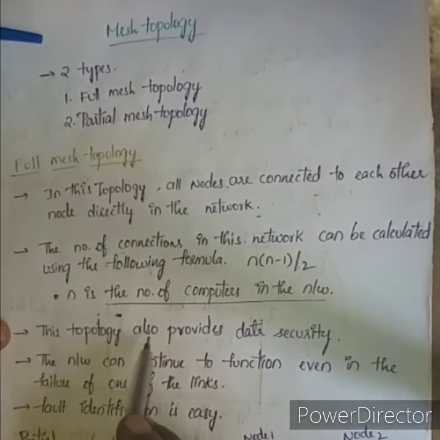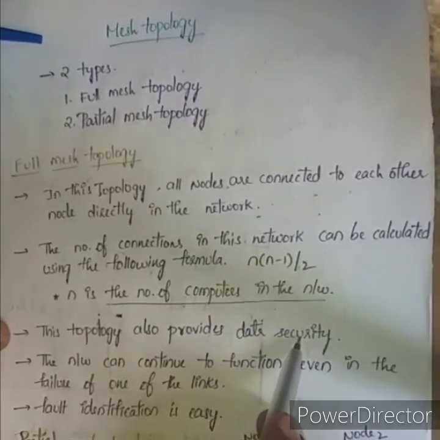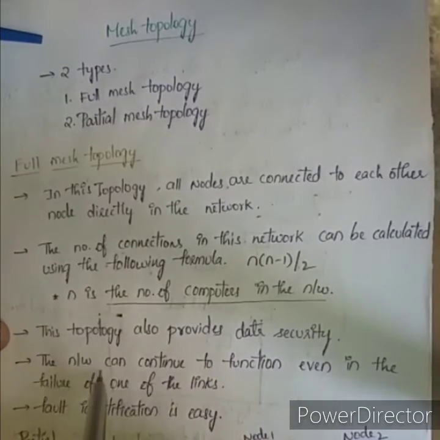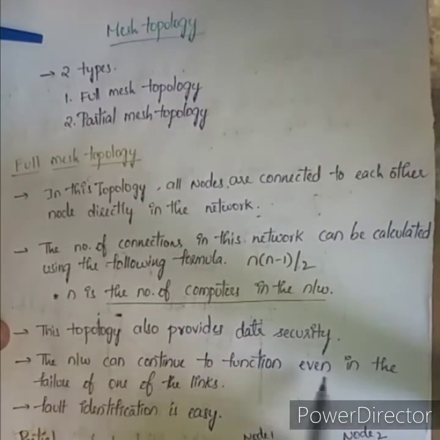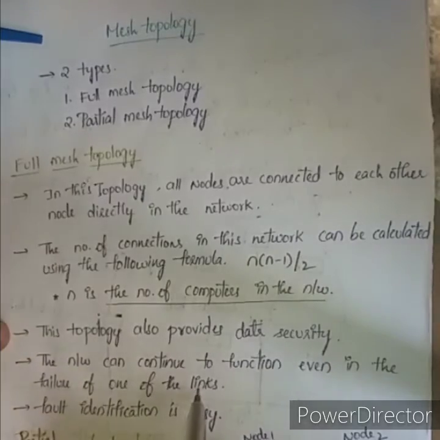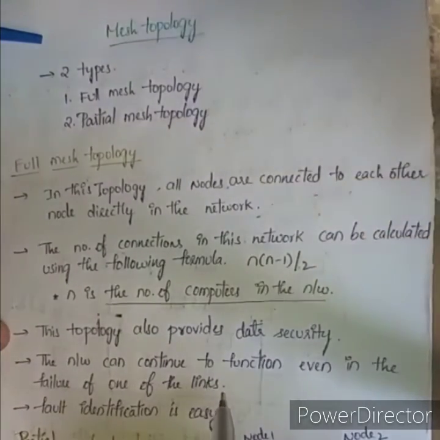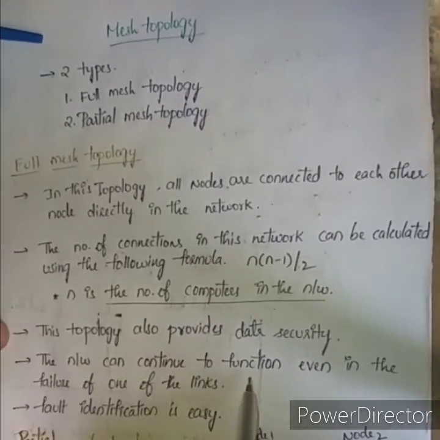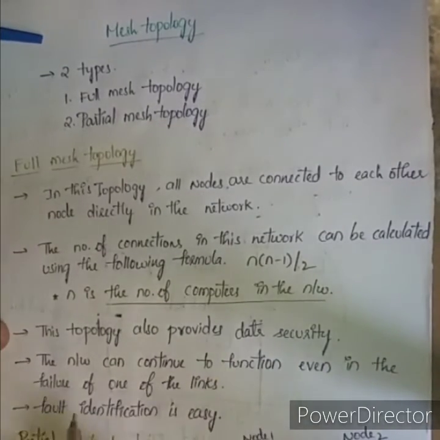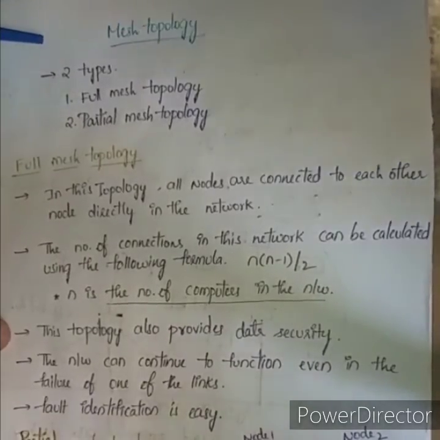This topology also provides data security, and the network can continue to function even in the failure of one of the links. That means if one link fails, then the network can continue on the other links, and fault identification is easy.